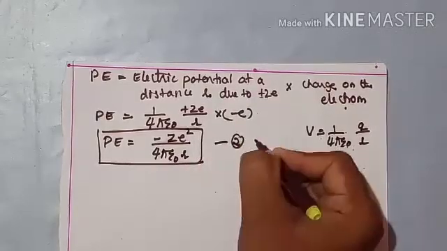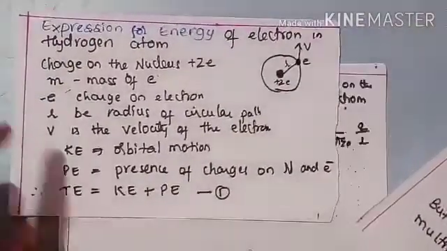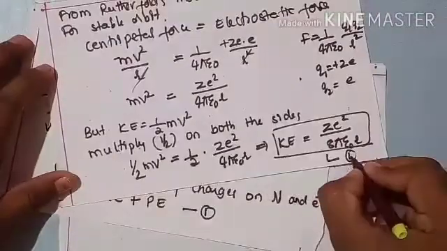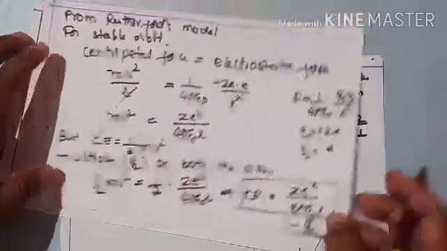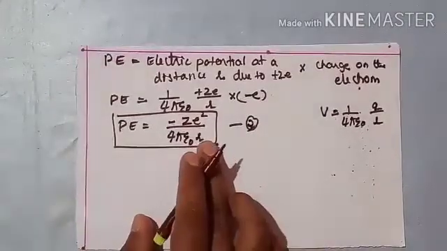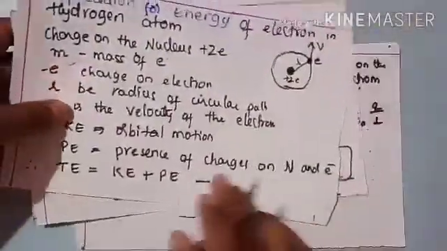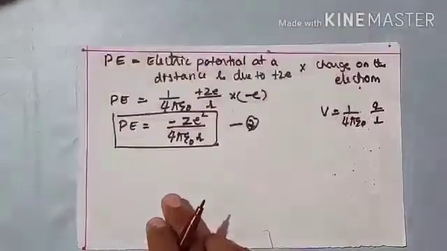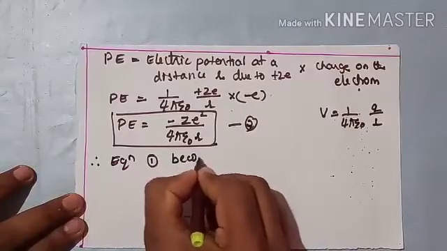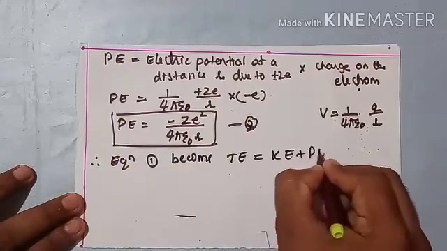Take it as equation number 2. Now what you have to do? You got two equations. Equation 1 is total energy is equal to KE plus potential energy. Equation 2 is kinetic energy is equal to Ze square divided by 8 pi epsilon naught R, and equation 3 is PE is equal to minus Ze square divided by 4 pi epsilon naught R. Now you have to substitute equations 2 and 3 in equation 1, where total energy is equal to kinetic energy plus potential energy.